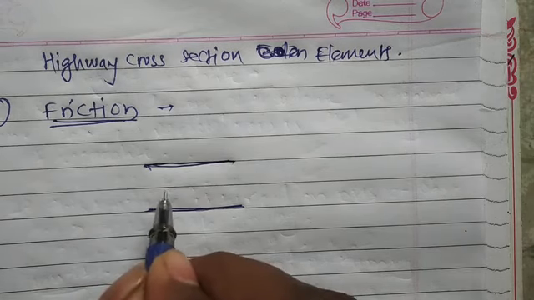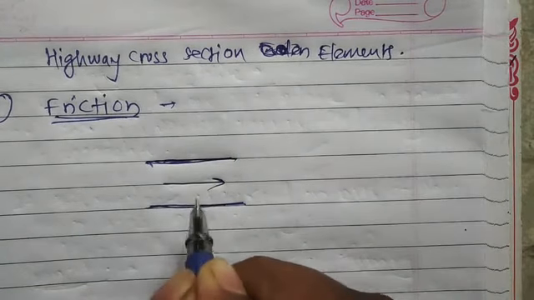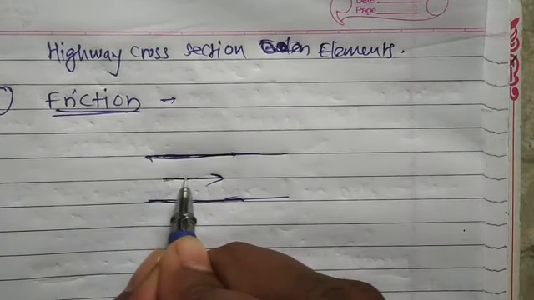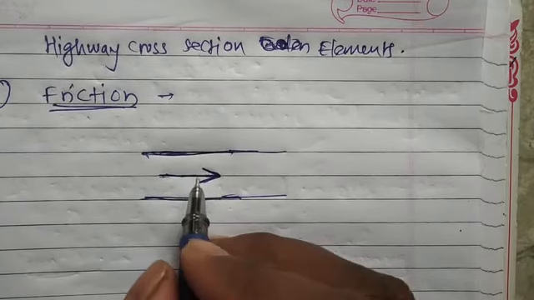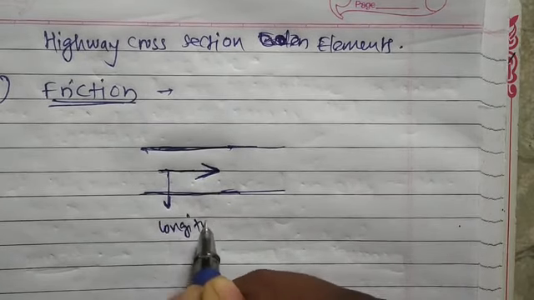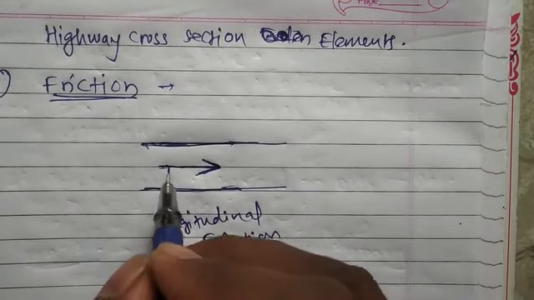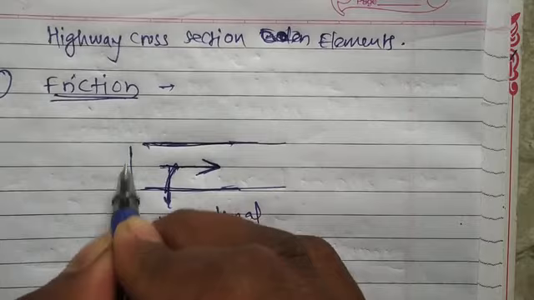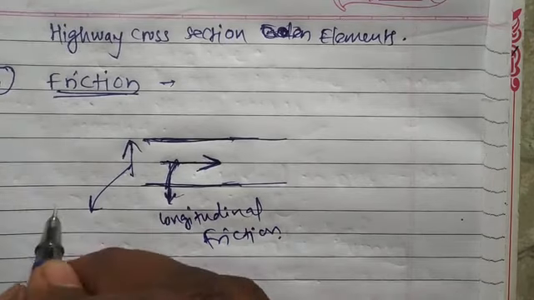There are two types of friction on the road. The first is in the longitudinal direction. If this is the direction of the road, then the friction provided by the road surface in the longitudinal direction, represented by the arrow, is called longitudinal friction. And the friction provided by the road surface in the transverse direction is called transverse friction.